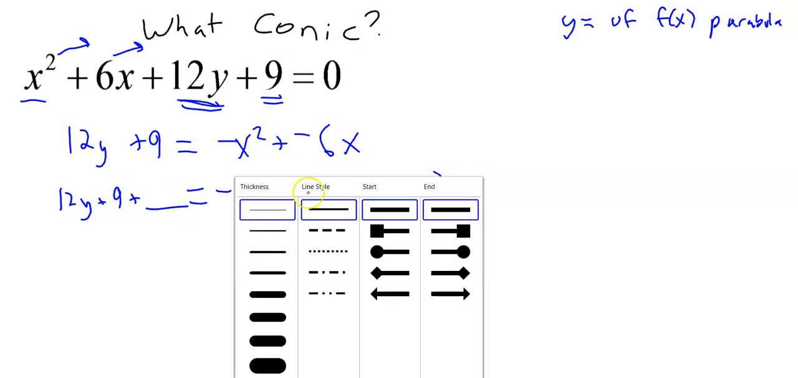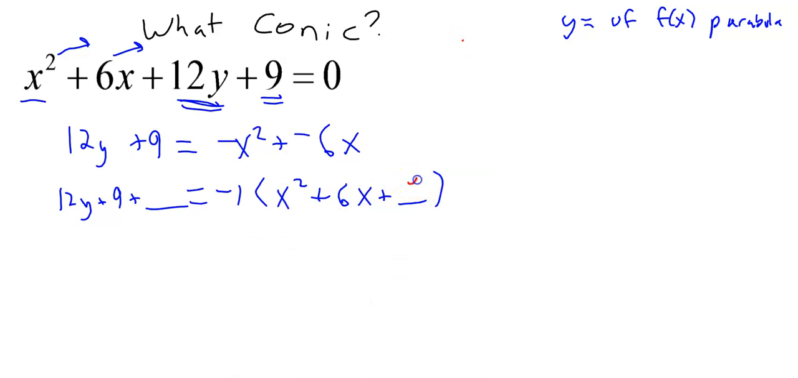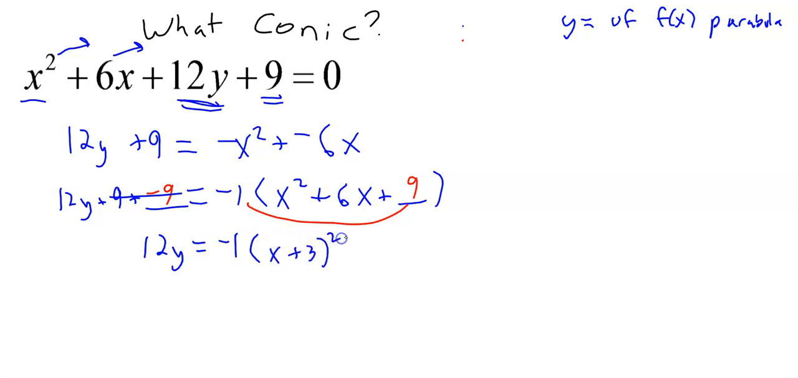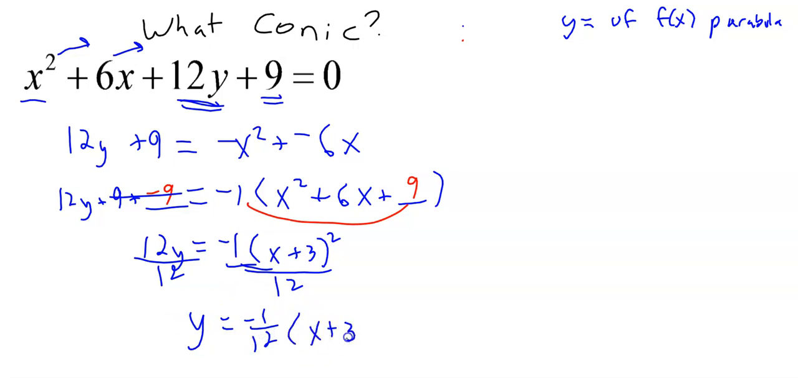And so let's see what goes here. Half of 6 is 3, 3 squared is 9, but I didn't just add 9 to the right-hand side. I really subtracted 9, or added a negative 9. So I'm going to add a negative 9. Oh, this probably could have been done easier. That's okay, I just see a shortcut that I could have taken. So we get 12y equals negative 1 times x plus 3, quantity squared. And last big step, we might simplify a little bit, is divide by 12. So we get y equals negative 1/12 times x plus 3, quantity squared.